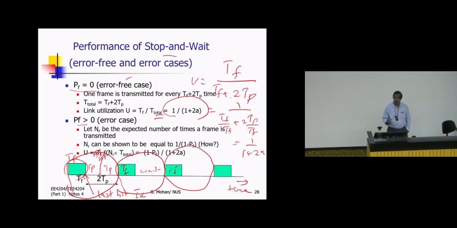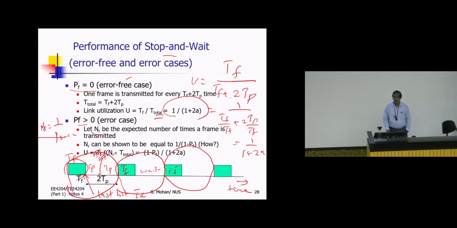Some frames are transmitted once, some frames are transmitted 2 times, some 3 times, 4 times, 5 times, right? So what is the average number of times a frame is transmitted? That's what we are going to derive first. That is, NR is the expected number of times a frame is transmitted. So we will show that NR is equal to 1 by success probability. So the number of times a frame is transmitted is 1 by P success.